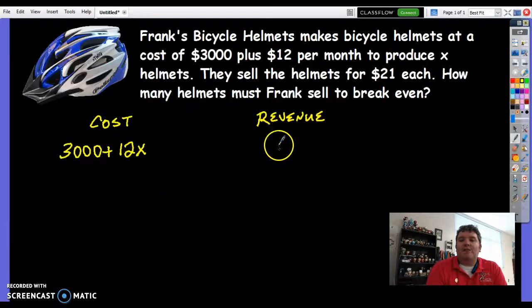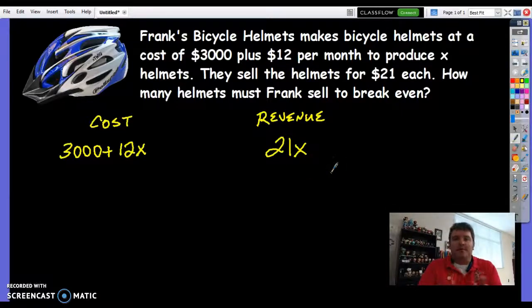Now revenue is how much Frank is getting for his helmets. So if he sells them for $21 each, then he gets $21 times each helmet. In order to find out how much Frank must sell to break even, we've got to find out when these two things, the cost of the helmet and the revenue of the helmet, are equal. And so I'm going to set this equal to each other. And then it just becomes a standard equation.